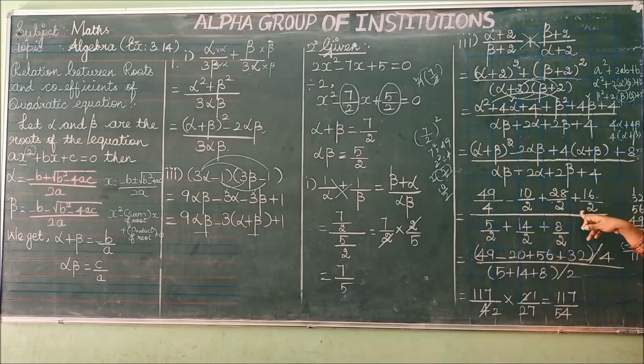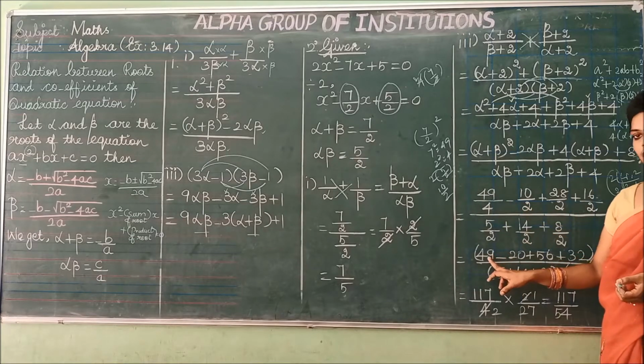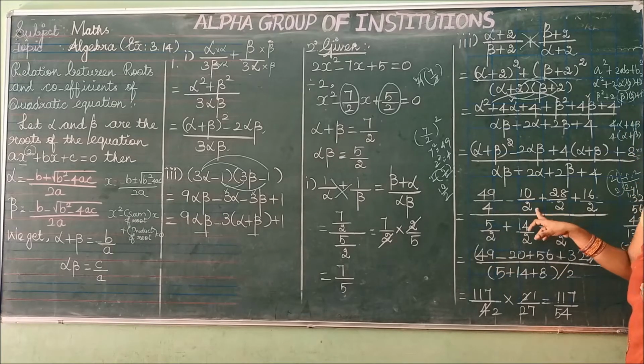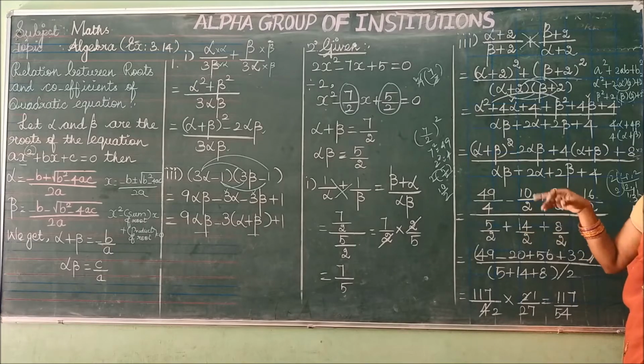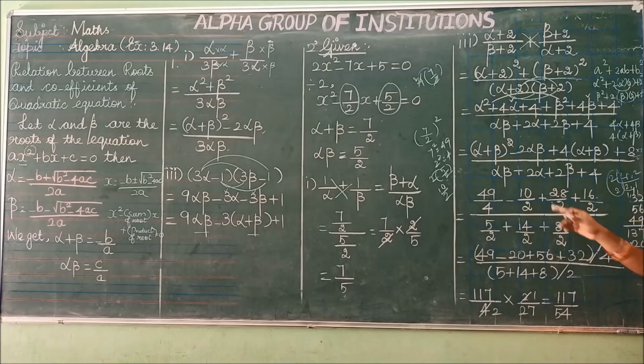These three terms are over 2, and this one only over 4. So you can take the LCM. 4 comma 2: 2 times, 2 times you have 1, then again divide by 2. So what is our LCM? Our LCM is 4. So you take 4 commonly, which means you have to multiply other numbers by 2 as well as divide by 2. This 49 can be written as it is. Here you have to change this term to 4 by multiplying and dividing by 2. So 2 into 10 is minus 20.